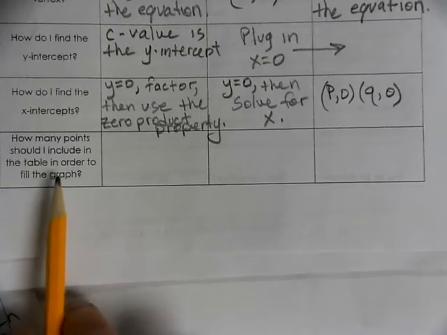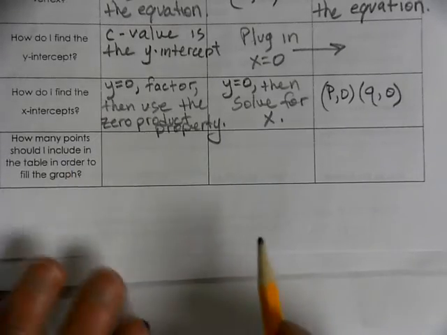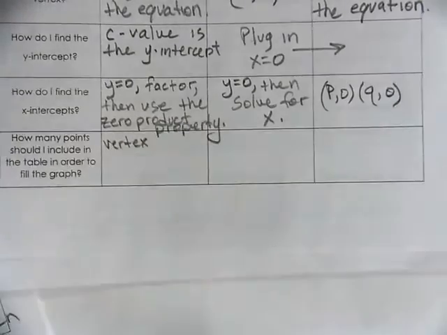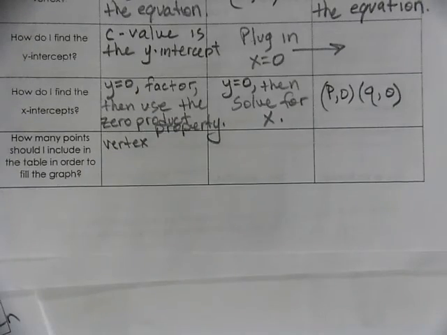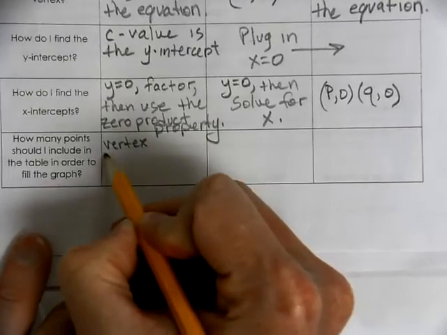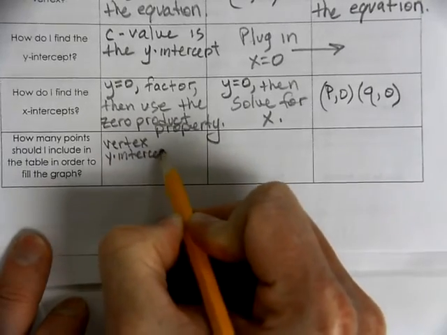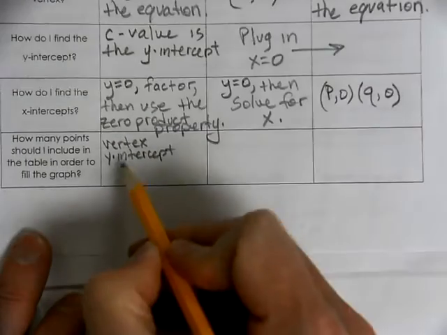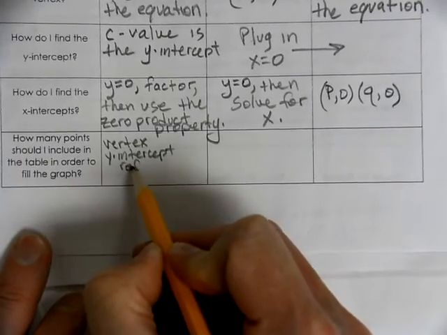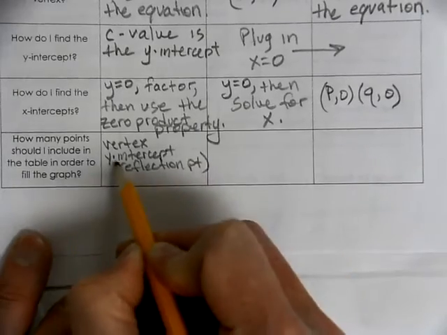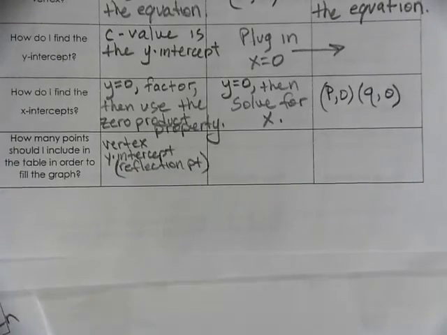When we plot out our graphs, we can definitely, we've got to get a vertex. That's definitely one of the points. And we typically get a y-intercept. And we like to reflect. So we call that a reflection point. So that's at least 3.